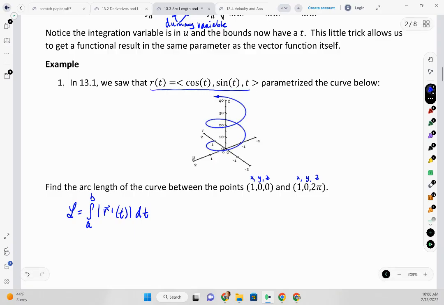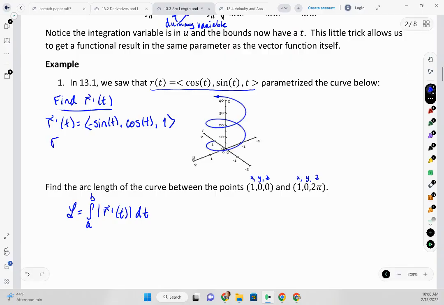So we're given r of t. With r of t, we need to find r prime of t. R prime of t, we just take a derivative of each of the components. The derivative of cosine is negative sine of t. The derivative of sine is cosine of t. And the derivative of t is 1.